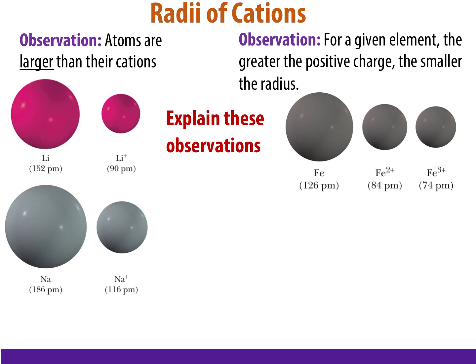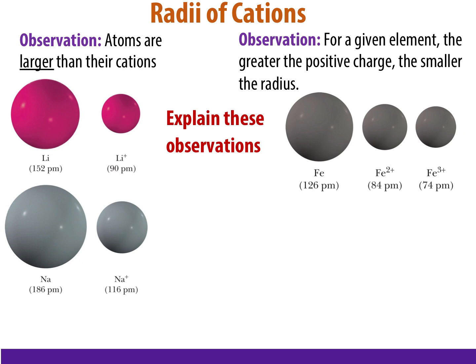So here are some observations. Atoms are larger than their cations. So Li to Li plus. When we make a cation, the atom gets smaller. In this case, a lot smaller, going Li to Li plus and Na to Na plus. And for cations here, we go from iron to iron 2 plus to iron 3 plus. The bigger the charge, the smaller the radius. So try to explain those using what you know about periodic trends and the different forces, Z effective, all that.